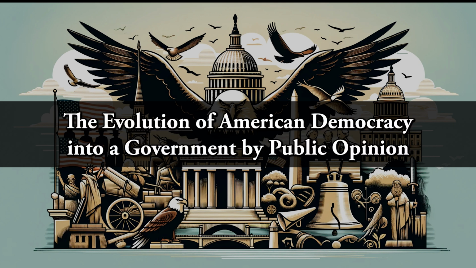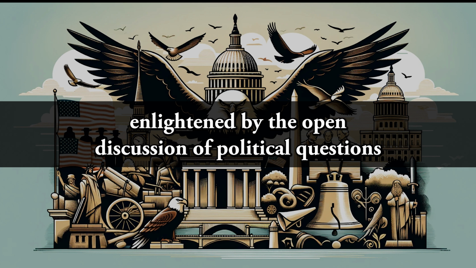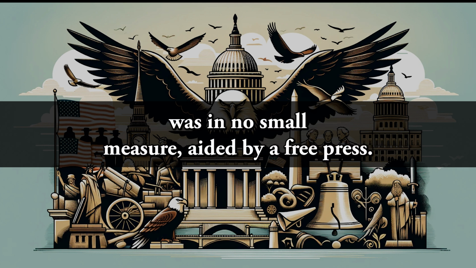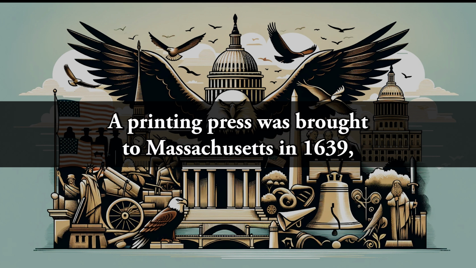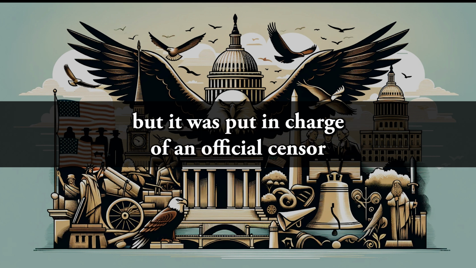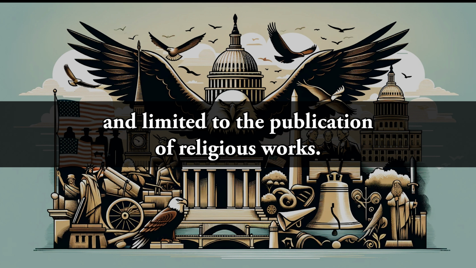The evolution of American democracy into a government by public opinion, enlightened by the open discussion of political questions, was in no small measure aided by a free press. That, too, like education, was a matter of slow growth. A printing press was brought to Massachusetts in 1639, but it was put in charge of an official censor and limited to the publication of religious works.